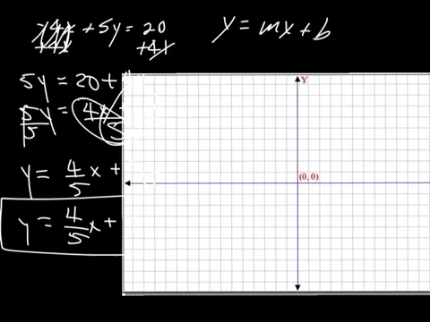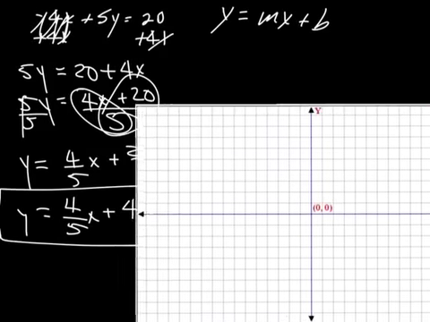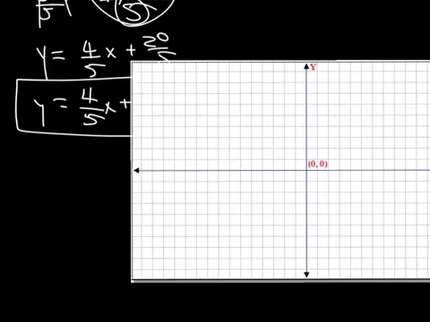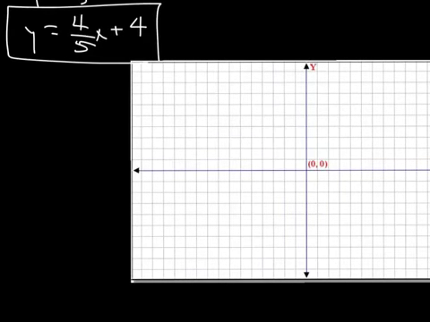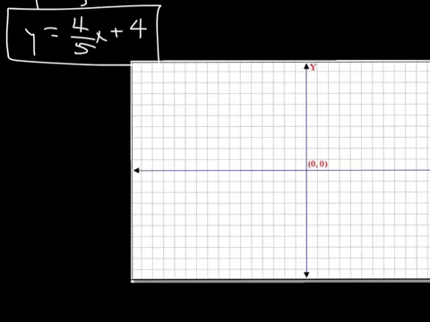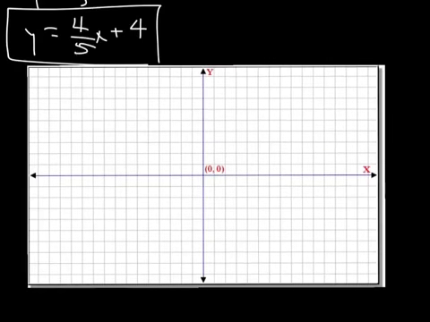Alright, let's get some stuff out of the way. There's the equation, that's all I really need there. And let's get my graph over here. First point, always first point is going to be my y-intercept at 4. Then I look at my slope. My slope says 4 over 5.